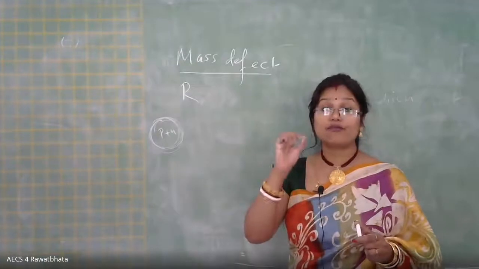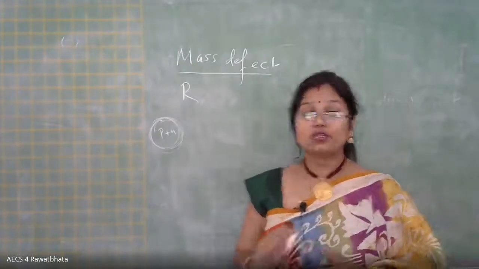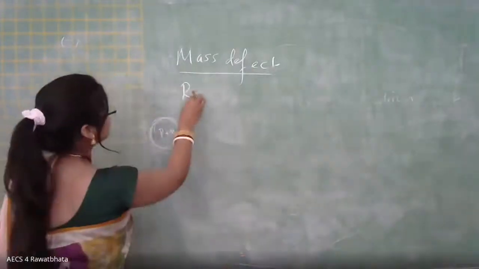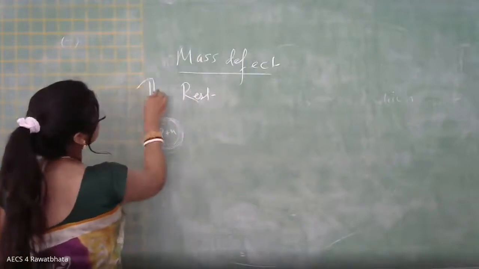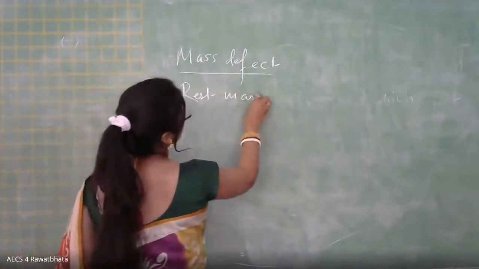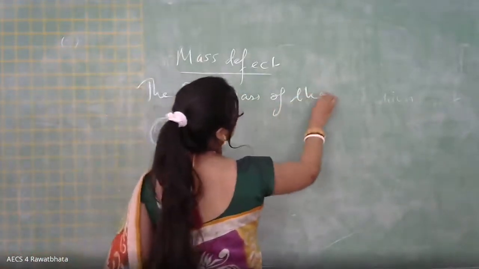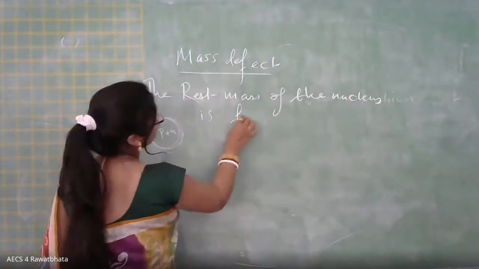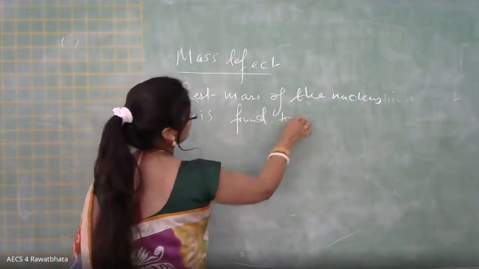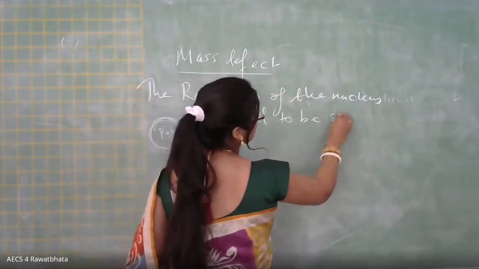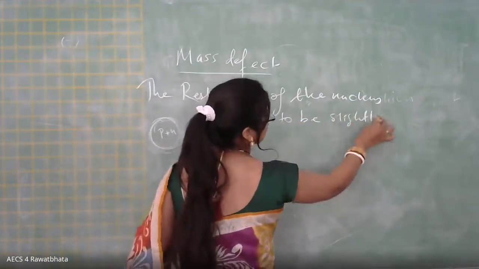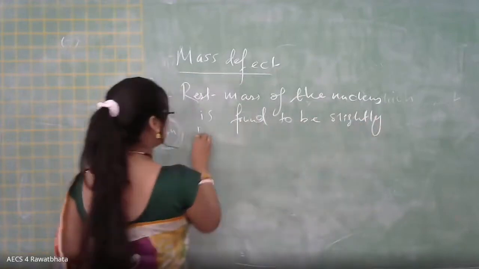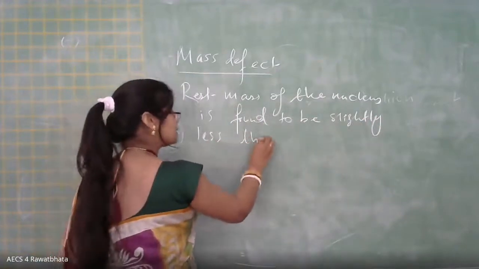You have to fix this in your mind. So here we have that the rest mass of the nucleus is found to be slightly less than, not very much, but slightly less.